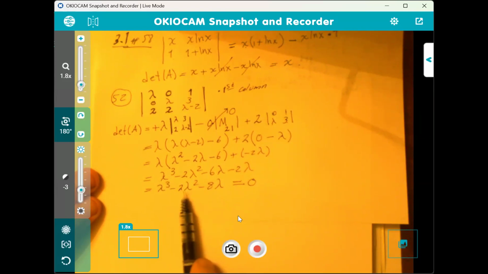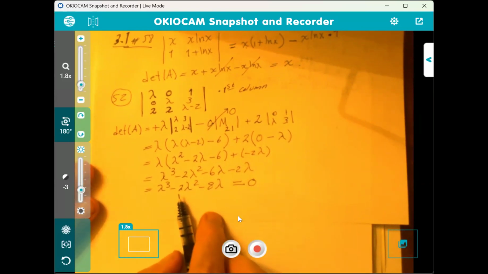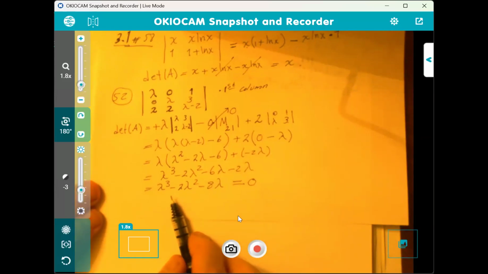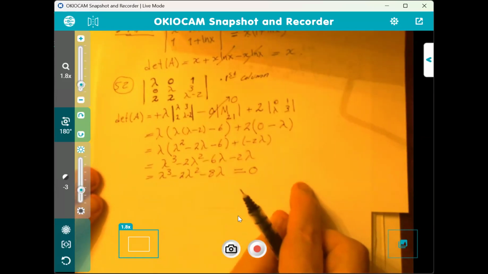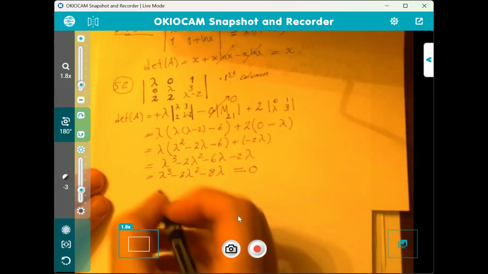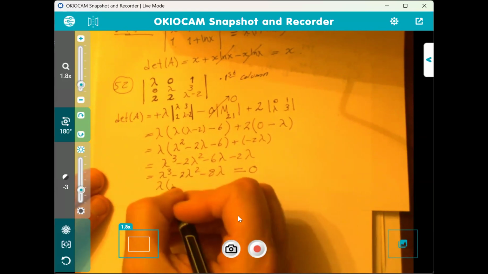Any suggestions? Remember, to solve any equation without technology, we need to factor it and then use the zero factor principle. That's what we usually do in classrooms. We can factor it into lambda times lambda minus 4 times lambda plus 2.